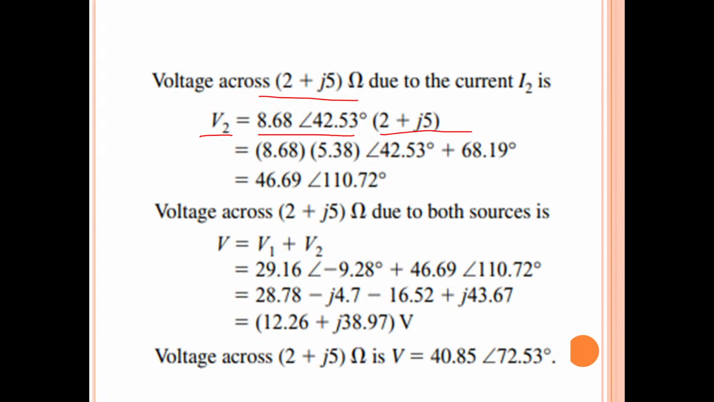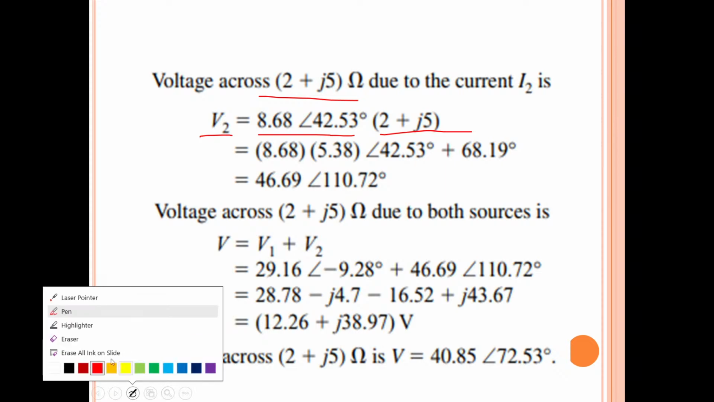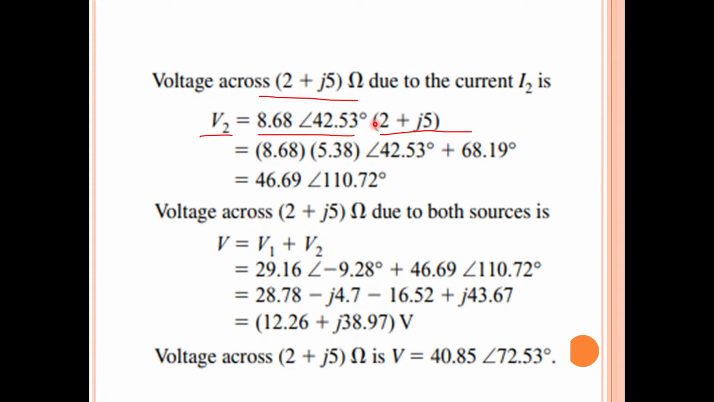Just convert 2 plus j5 into polar form. It is in rectangular form; this term is in polar, this term is in rectangular. Convert it, what do you get? 5.38 and the angle you will get 68.19. So multiply the magnitudes and add the angles. You will get V2 equal to 46.69 at an angle of 110.72 degrees.